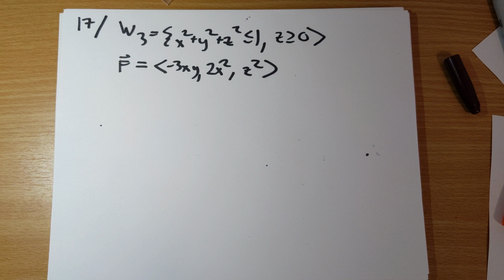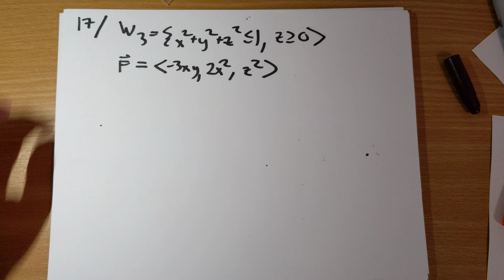Problem number 17. Let W3 be this region right here. Integrate negative 3xy, 2x squared z squared over the boundary of W3 with outward normal vector. Again, just like in the previous problem 16, we should be thinking about divergence theorem.